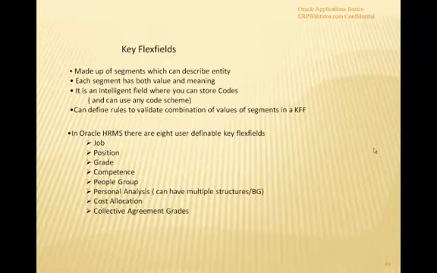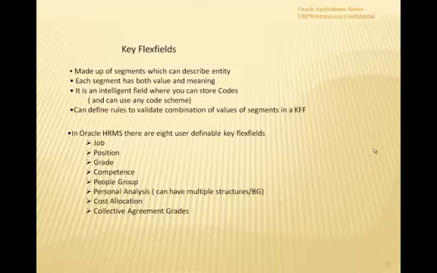The key flex fields are made up of segments which can describe an entity. Each segment has both a value and a meaning. So basically, you can store some data with a value and the meaning. In any relational database, most likely for simplicity or for faster processing, the relations among the tables are built in such a way that it minimizes the cost of a query.